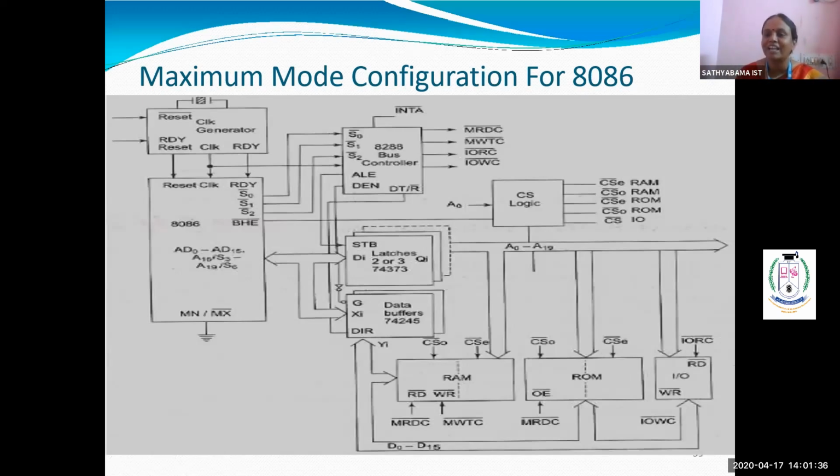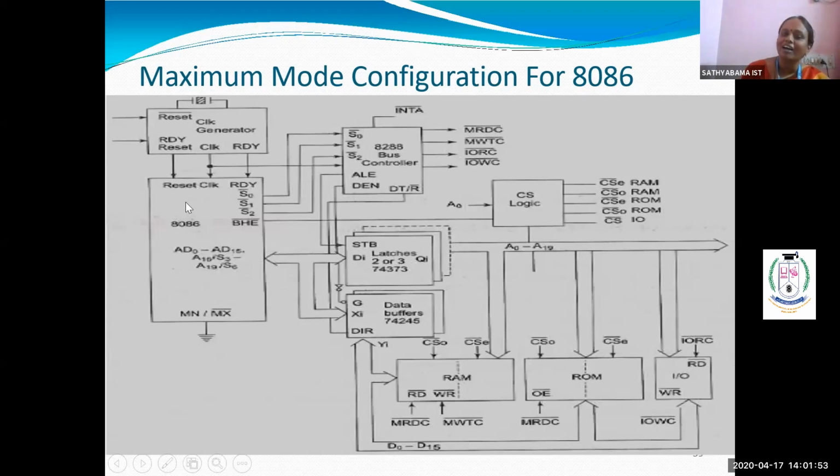The bus controller will decide which operations will be carried out. That will be decided by these status signals. And one more thing, INTA bar. INTA bar means the interrupt acknowledgement signal. So the acknowledgement is also given by the bus controller.